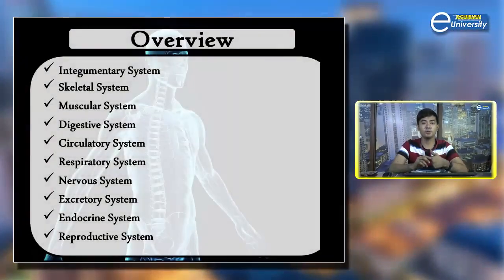For the overview of our module, we're going to deal with all the 10 body systems, including the integumentary system or the external system of our body, the framework of our body also called the skeletal system, the system of our body which is responsible for movement, which is the muscular system, the system of the body responsible for nutrient ingestion, the digestive system, circulatory system, respiratory system, the nervous system, excretory system, the system which is responsible for hormone secretion, the endocrine system, and lastly, the system responsible for the perpetuation of human life, we have the reproductive system.